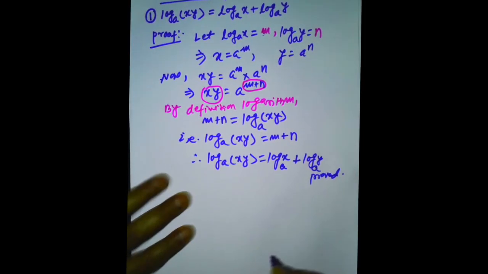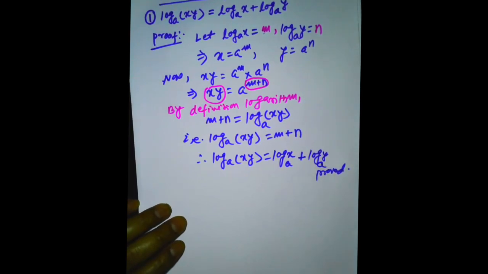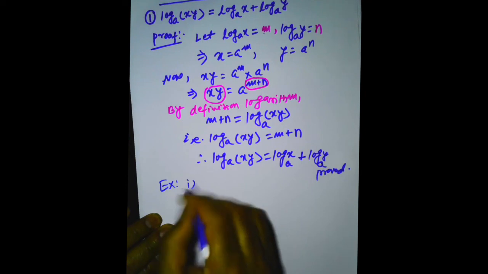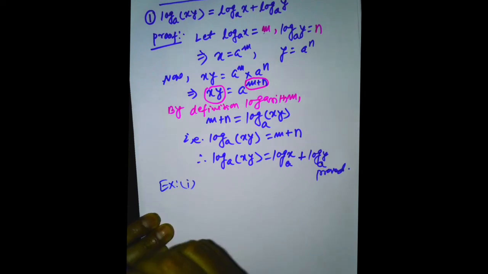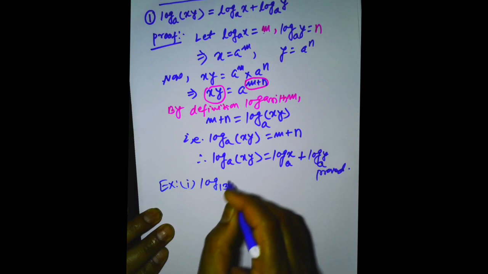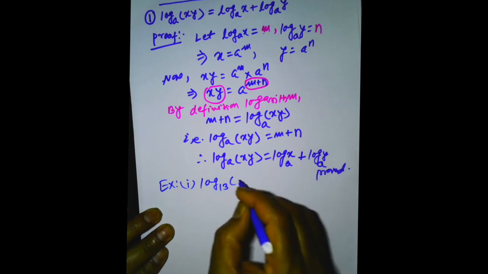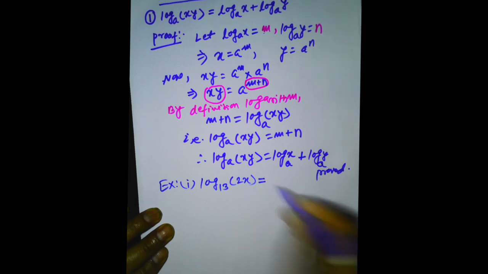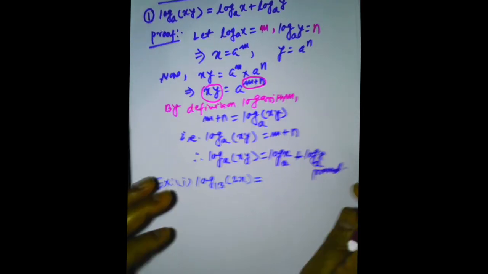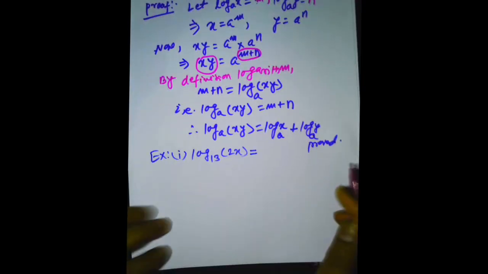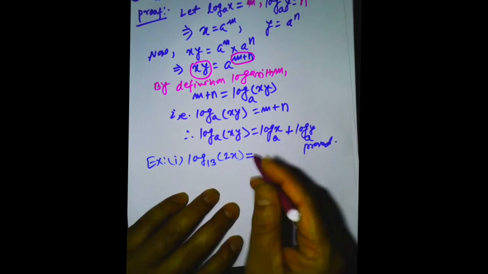Now if you'd like to see some examples, I'm taking example number 1. Suppose this is log base 13 of 2 times x, then that is going to be equal to, if you use the first law of logarithm, you can expand it like this.